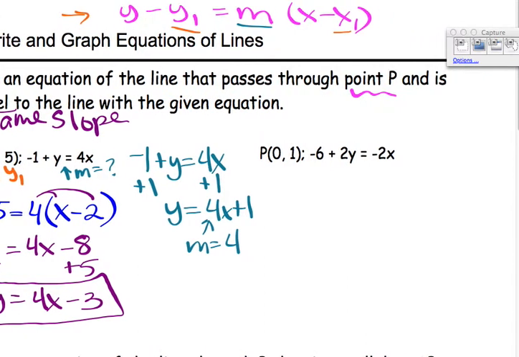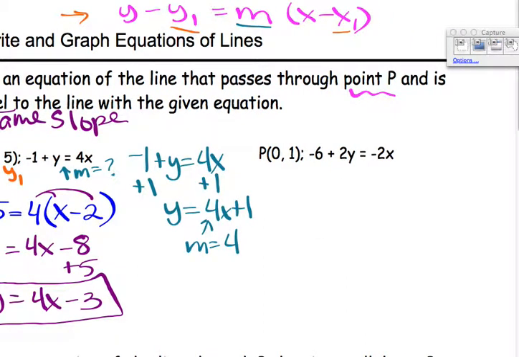I'm going to do the one beside here as well. This one, they gave us a point, so this will be our x1 and y1. And they gave us an equation, but y is not alone, so we need to solve for y first. Always isolate the y term first by adding or subtracting if there's a constant here. So I'm going to add 6 to both sides. Gives me -2x plus 6.